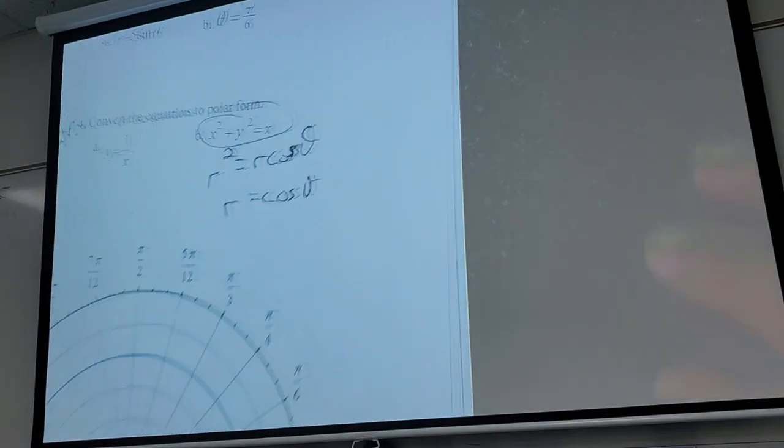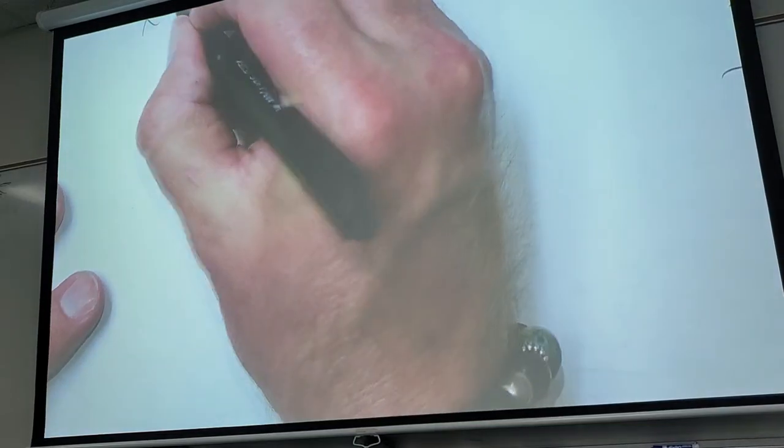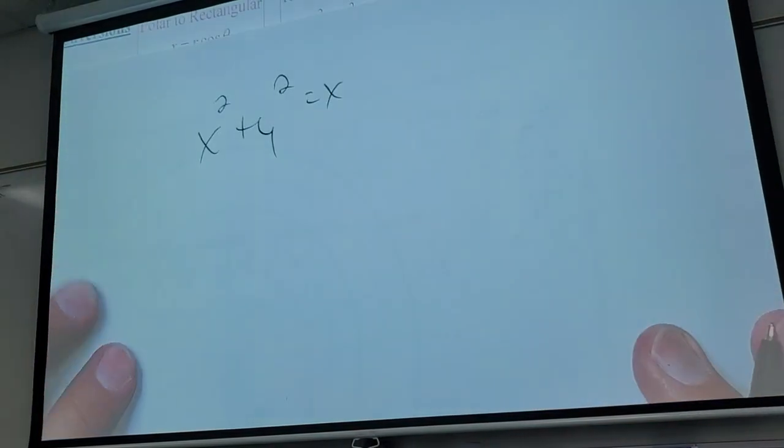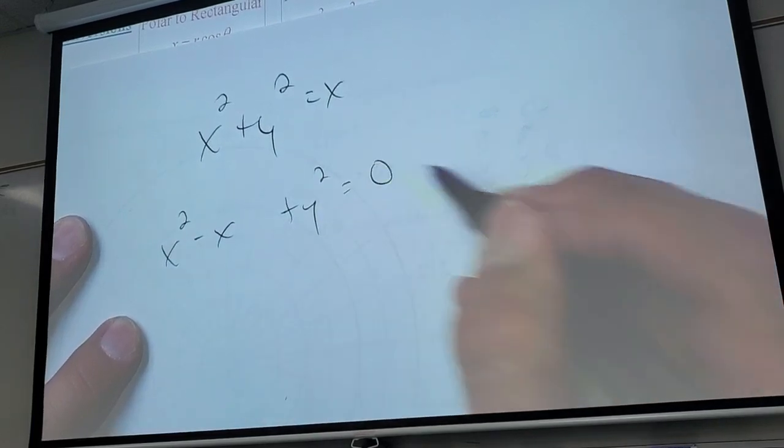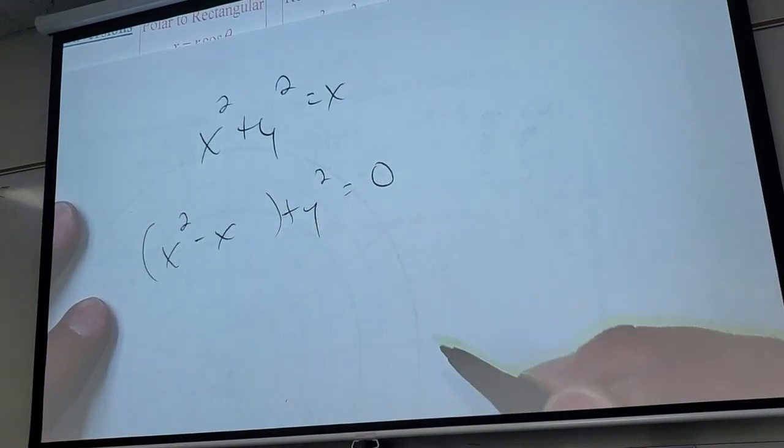Since I'm getting some blank stares, I'm going to do it. Nah. Let me write it again. Okay, stay with me. You ready? I'm going to subtract the x. Gotta make some room. Remember completing the square?